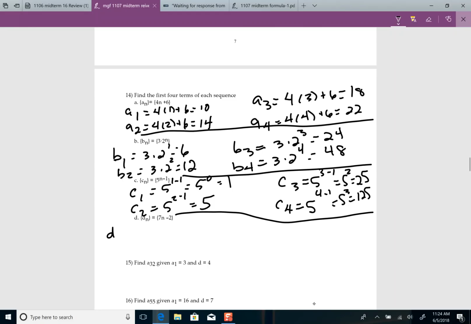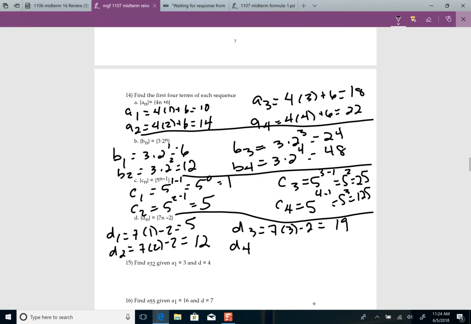So I'm going to throw in 1. I have 7 times 1 minus 2 is 5. D2, 7 times 2 minus 2. 14 minus 2 is 12. D3 is 7 times 3 minus 2, which is 19. And then D4, I have 7 times 4 minus 2, which is 26.